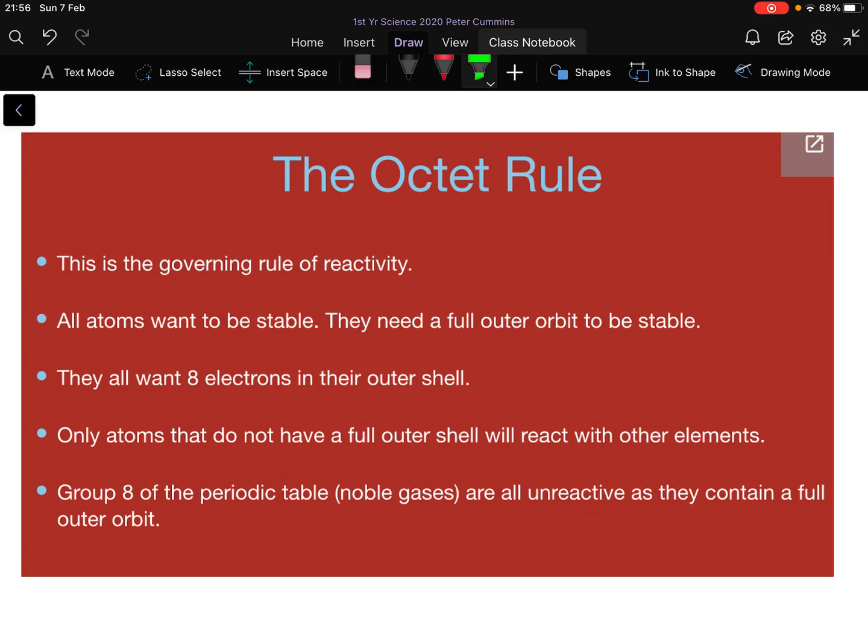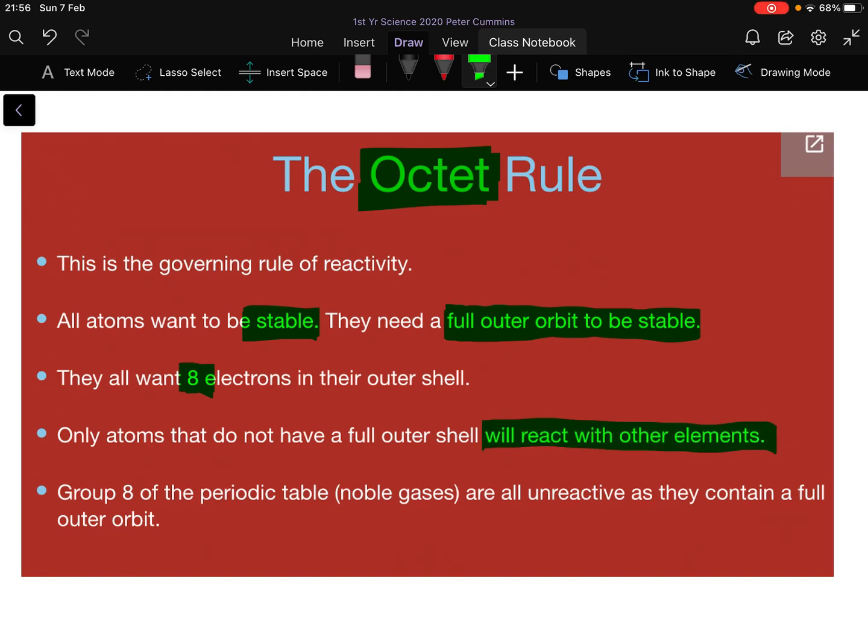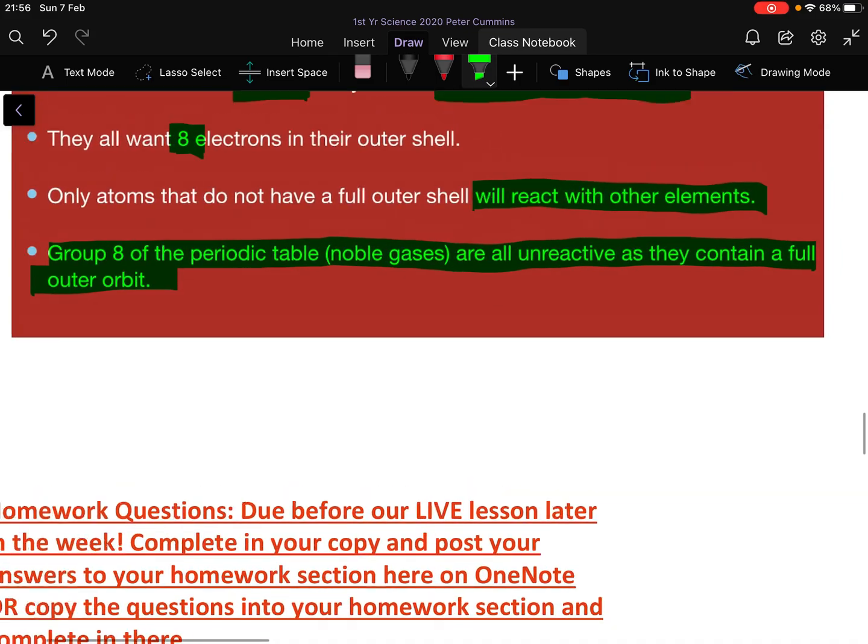So octet. Think of the word oct, in Irish or French. Oct means 8. So all atoms want to be stable. That's what all atoms want. And in order to be stable, they need a full outer shell. So they all want 8, except helium and lithium. If they don't have a full outer shell, they'll try and react with other things. Group 8, the last ones, all have a full outer shell, and so they're unreactive.